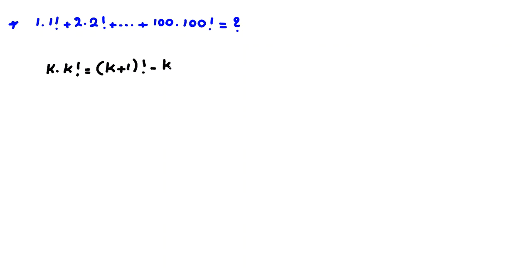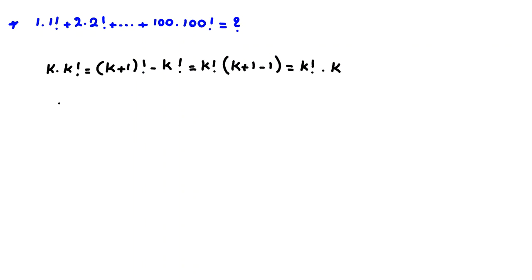If someone says 1 times 1 factorial plus 2 times 2 factorial plus, for example, 100 times 100 factorial is what? Pause the video and try this problem first on your own. For solving this problem, I say that k times k factorial is equal to k plus 1 factorial minus k factorial. Okay? You can easily say that they are equal. Why? Because if you factor out k factorial, it will be k plus 1 minus 1, which is k factorial times k.